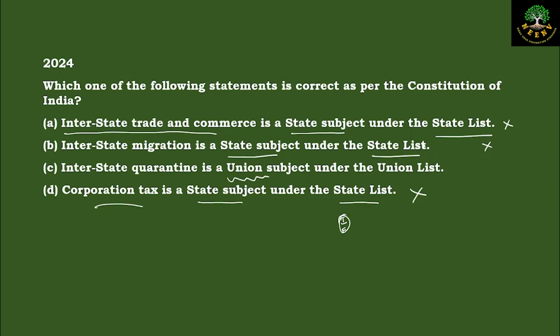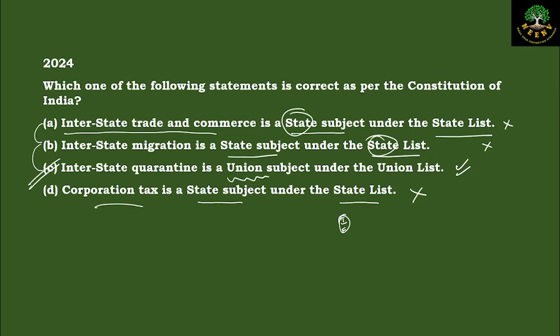Now coming to option C. Interstate quarantine is a union subject under the union list. Again, if people are moving between states, who has the power to restrict them or quarantine them? Again, the power will be with the central government. So all of these three are related and look like powers which are with the central government. But because the statements said state list, they became the wrong options. The only option left is option C. So option C is the correct answer.